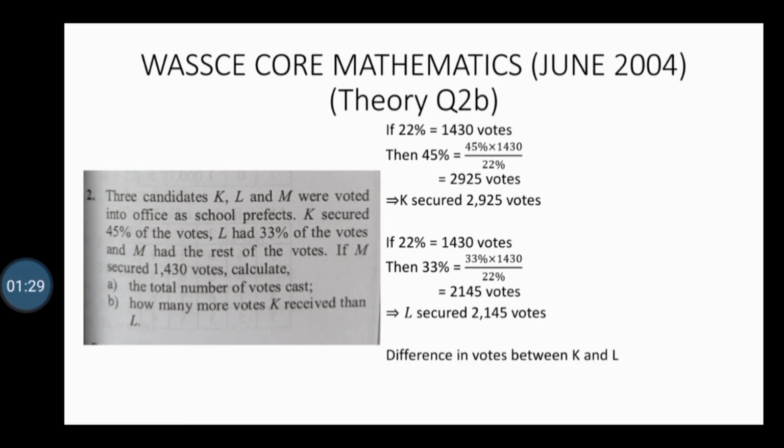Now the difference in the votes between K and L will give us 2,925 votes, which was secured by K, minus 2,145 votes, which was secured by L. So the difference will now give us 780 votes. So in conclusion, we can say that K secured 780 votes more than L.